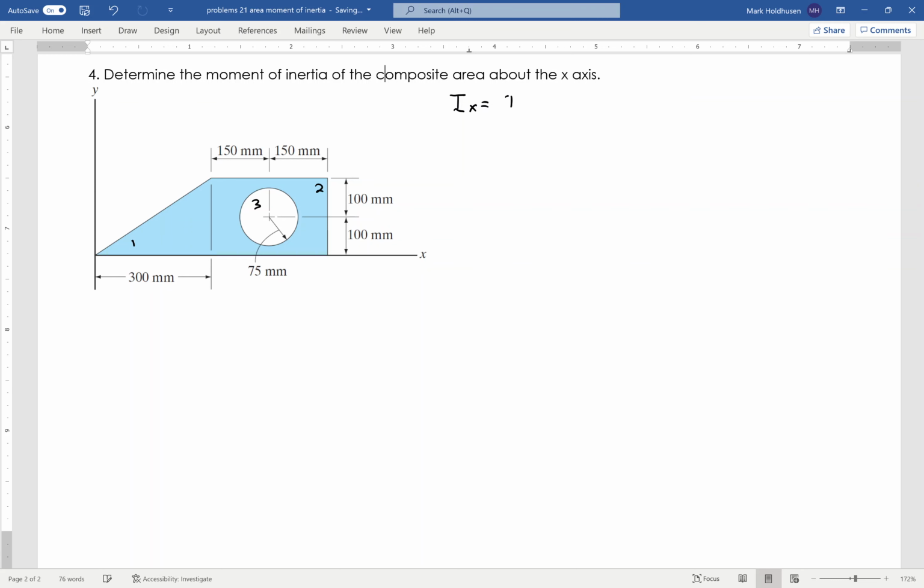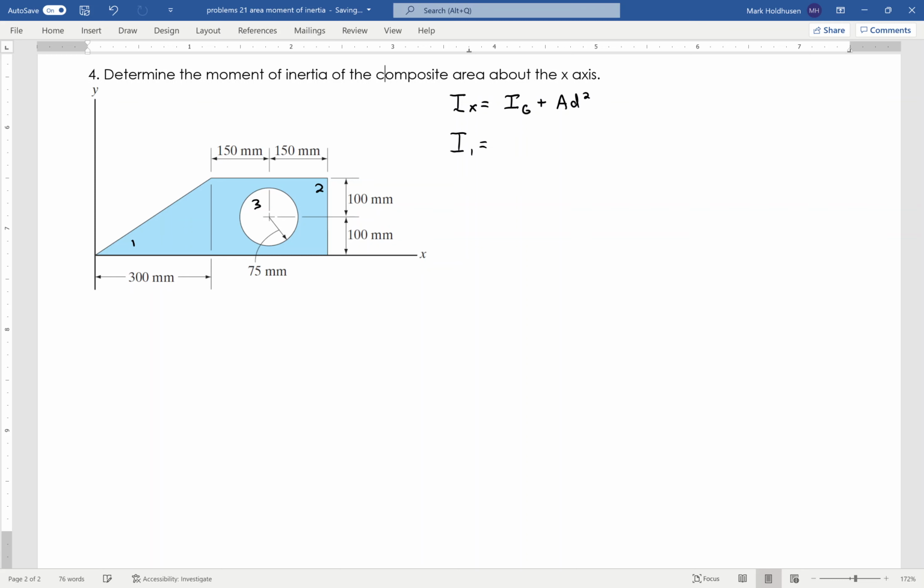So I find the centroidal moment of inertia of each shape plus the area of the shape times the distance between the centroidal axis that we look up in the back of the book, and the x-axis given here. So that's the parallel axis term. So we'll go ahead and start with number one.